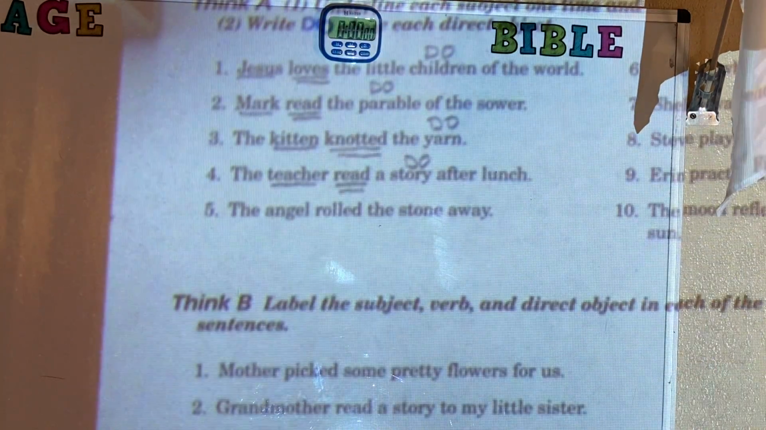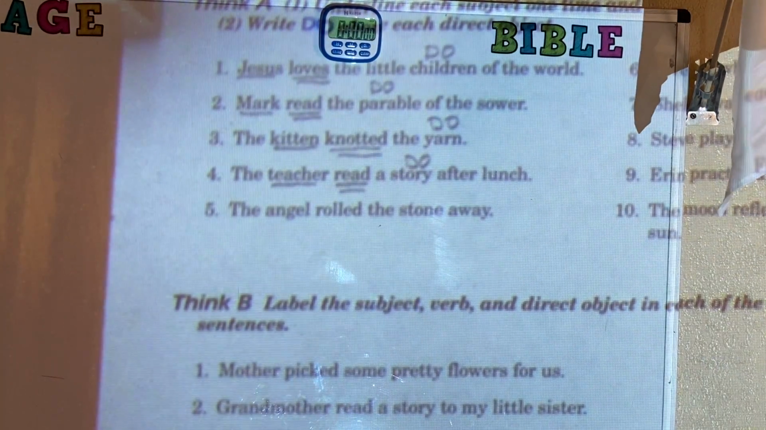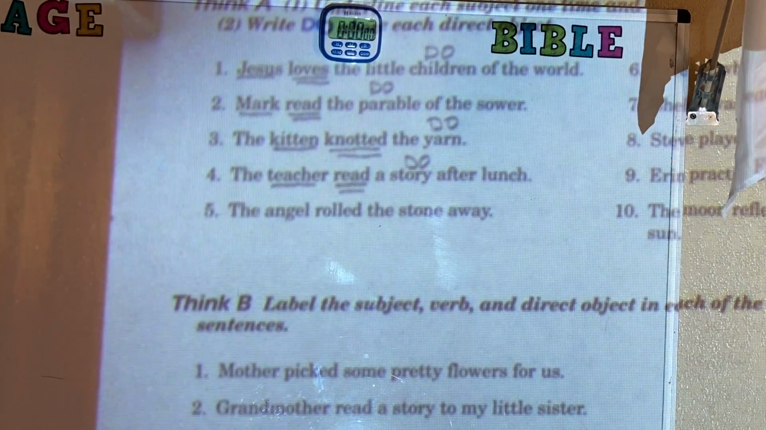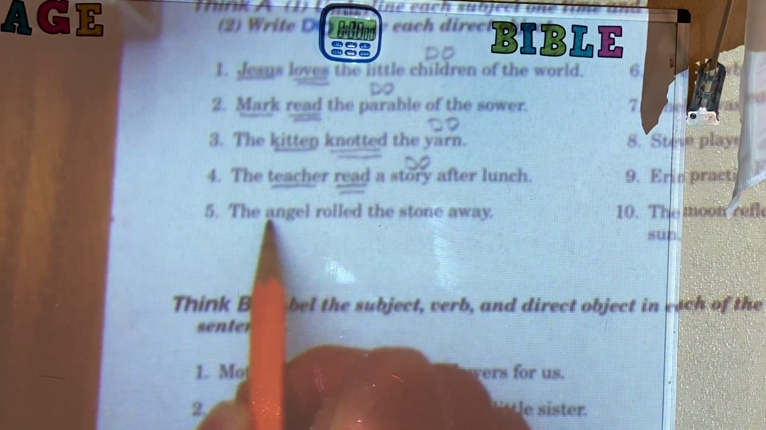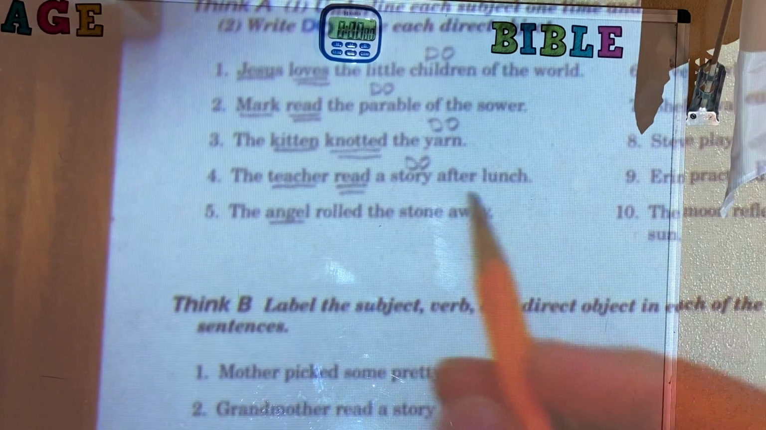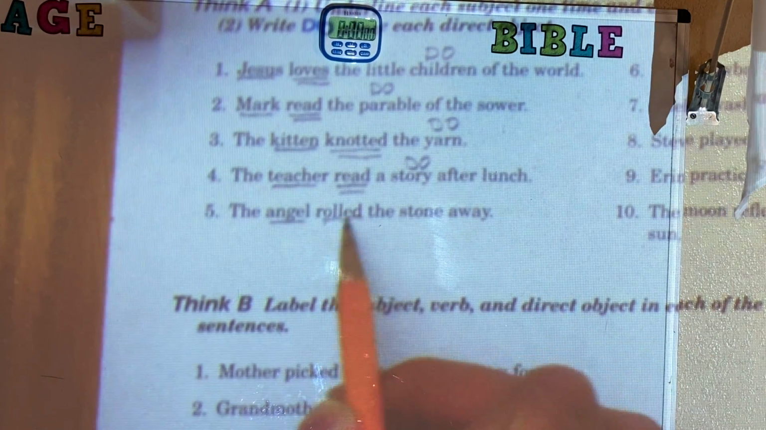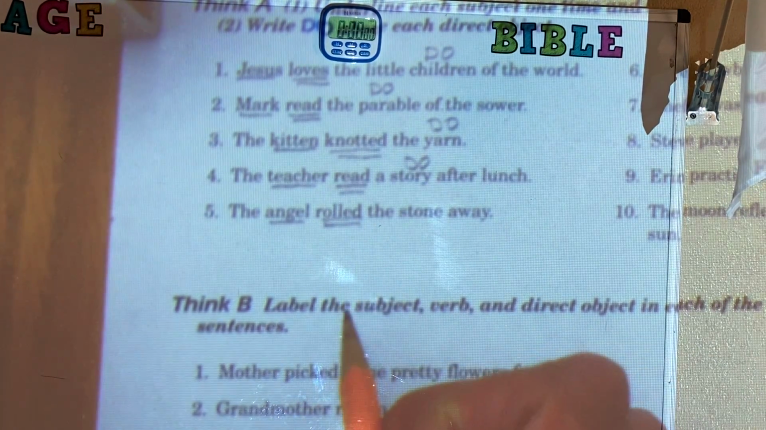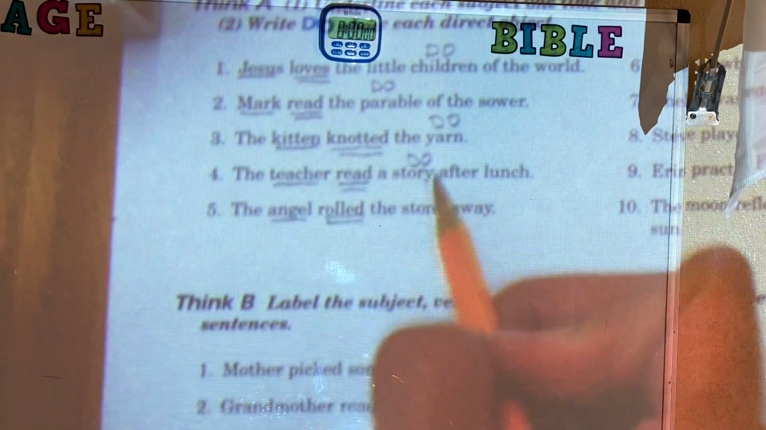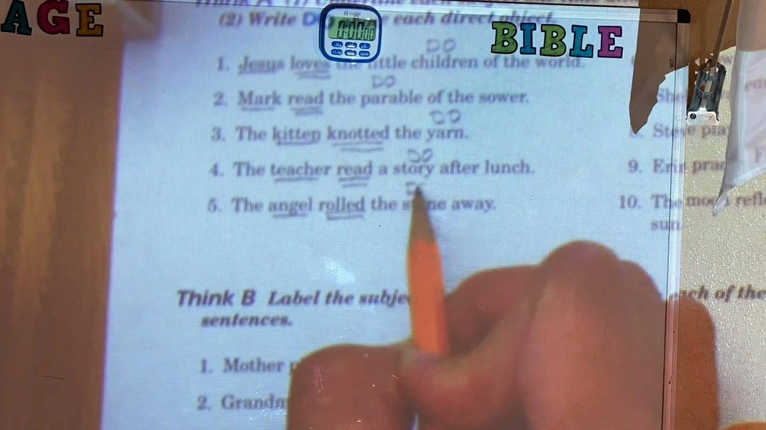On number 5, the angel rolled the stone away. So who is the subject? The angel. What did the angel do? Roll. This is underlined twice. What did he roll? The stone. So that would be our direct object.